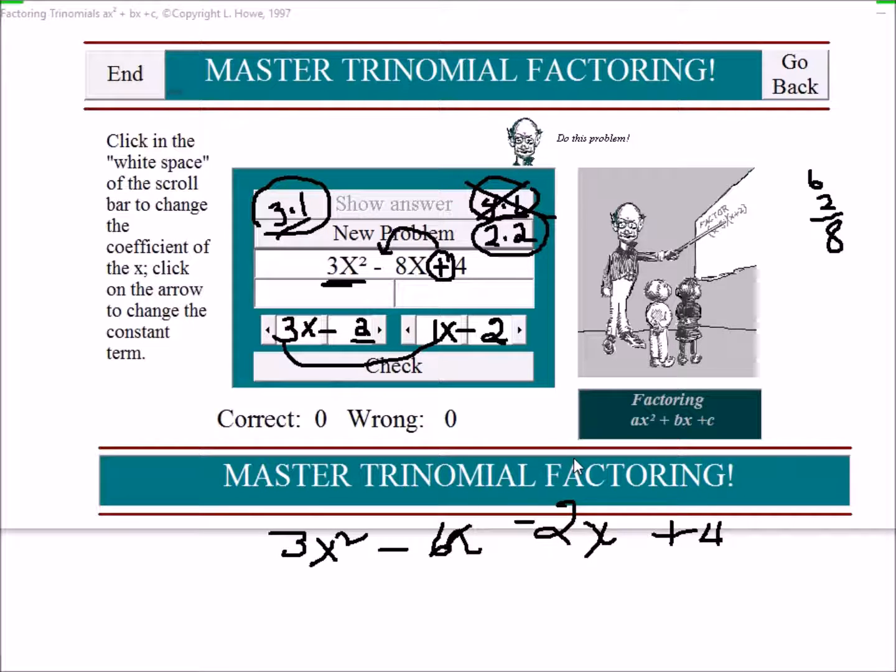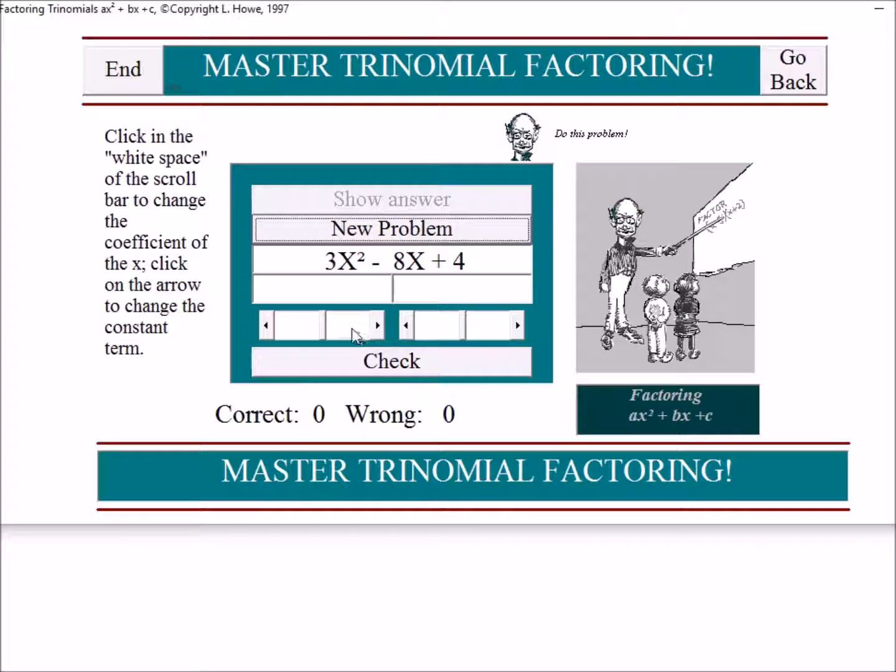So I'm going to minimize now and put in 3x minus 2 and x minus 2. To get 3x, I'm going to click in the white space. 3x. Oh, I guess I got to go this way. 3x. Nope. 3x minus 2 and x minus 2.